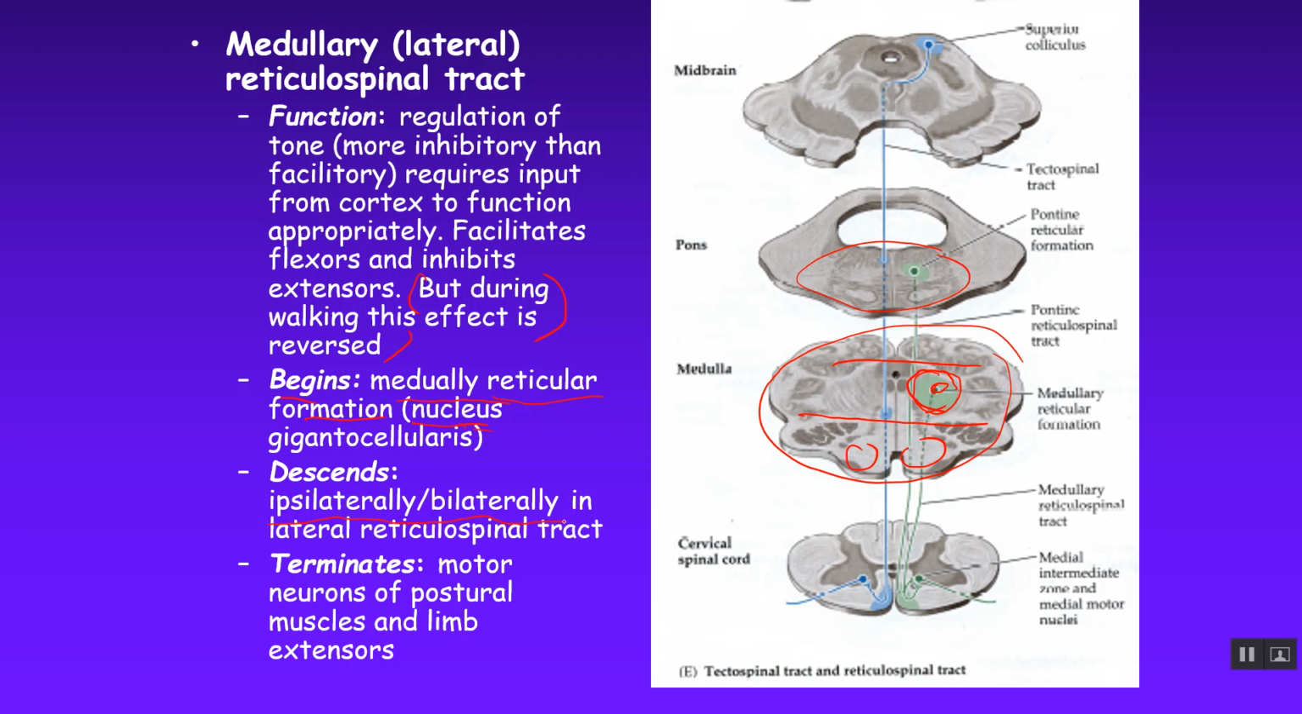It descends both ipsilaterally and bilaterally. It's really not a contralateral tract. It's either ipsilateral or bilateral in nature, so I would just say it's more bilateral. It's going to influence postural muscles. And if it's functioning properly, as long as you're not walking, it's making you a little more biased towards flexion, with a little less extensor tone. It's balancing the extensor tone of the other tracts. And where does it terminate? Just motor neurons of postural muscles and limb extensors.